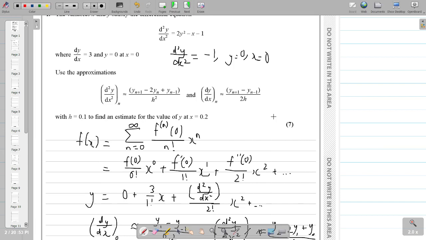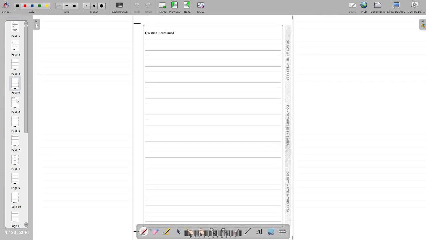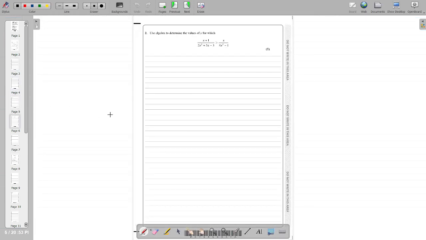H equals, all right, let's try and sketch a graph. I think what I'm trying to do is, so y equals 0, then x equals 0 is here. Okay, I'm going to come back to this question later because I'm not sure what I need to do with this one yet. Trust me. All right, this one looks way more doable.